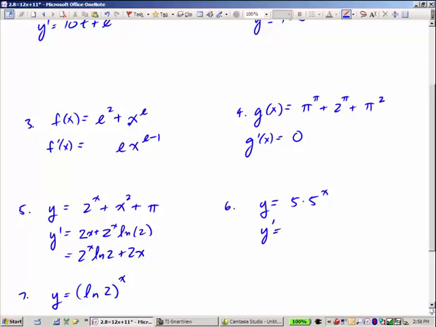5 times 5 to the x. Kelly? Isn't that just 5 dx times... I got it. All right. Hold on. Sorry. I will call on you. This is what I would say, Kelly. If this was the derivative, then that would be the function. But that's not the function.